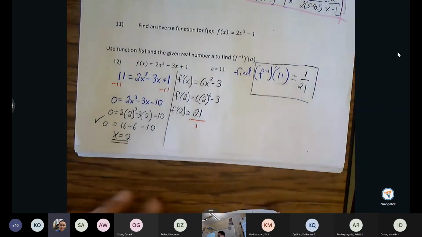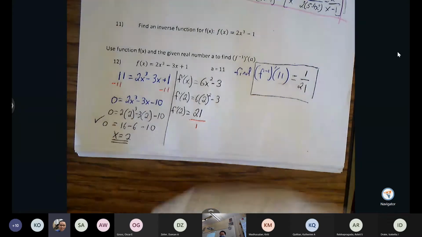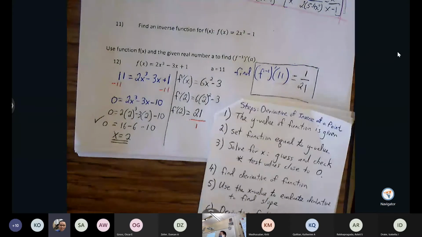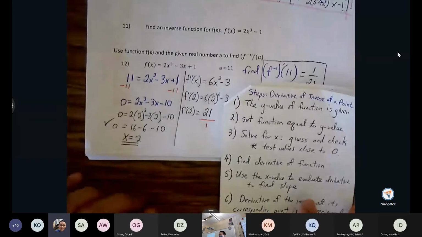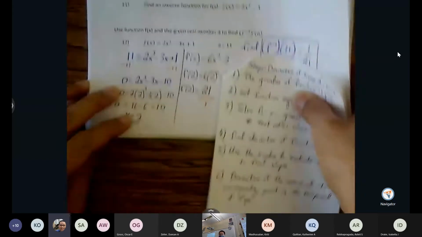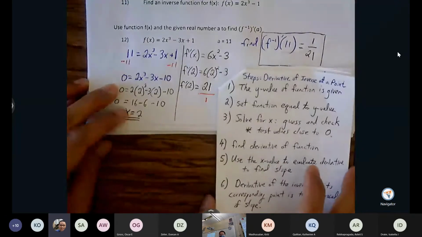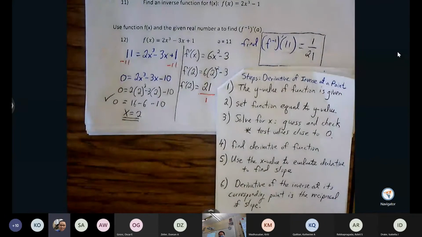Okay. Any questions about the process? Any questions about the steps? You'll see a problem like this on the test. Are we comfortable with this? All right, no questions?